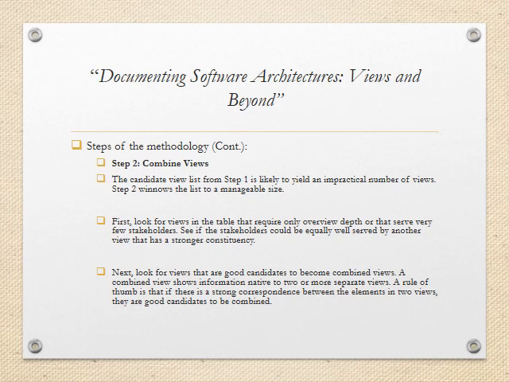Step number 2, which is combine views. The candidate view list from step 1 is likely to yield an impractical number of views. We looked in the previous table, we have 9 views we can apply. In step 2, we try to winnow the list to a manageable size.